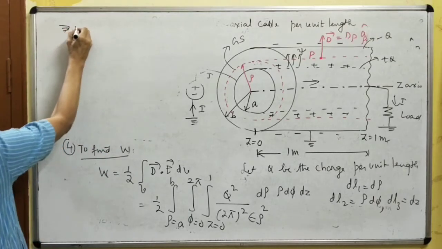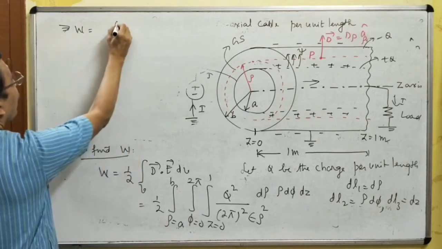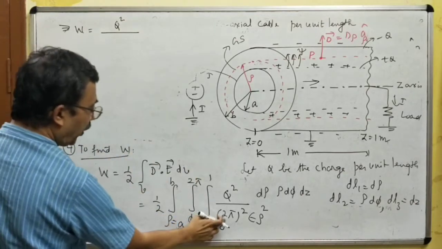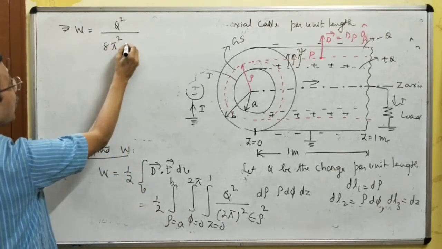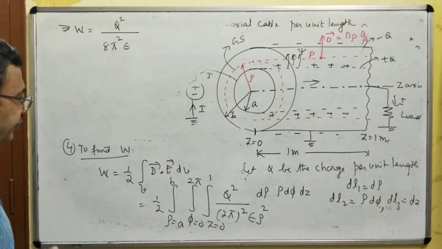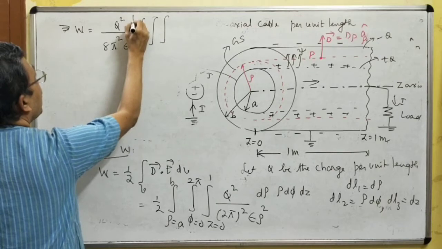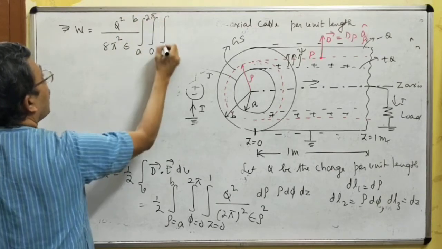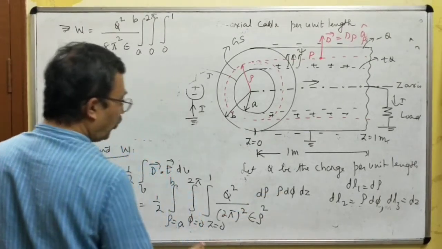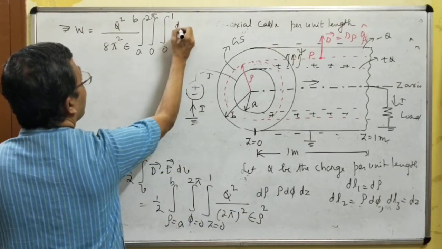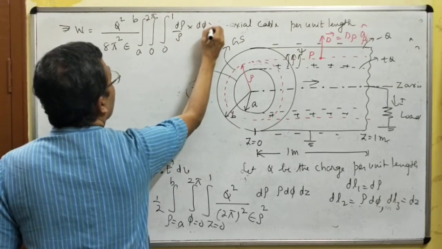This implies W is equal to Q square divided by 2 square, which is 4. 4 into 2 is 8, so 8 pi square epsilon. Rho varies from A to B, phi varies from 0 to 2 pi, z varies from 0 to 1. Rho by rho square is what? 1 by rho. So you get d rho divided by rho into d phi into dz.